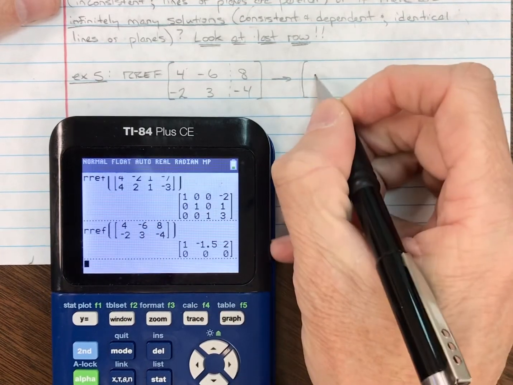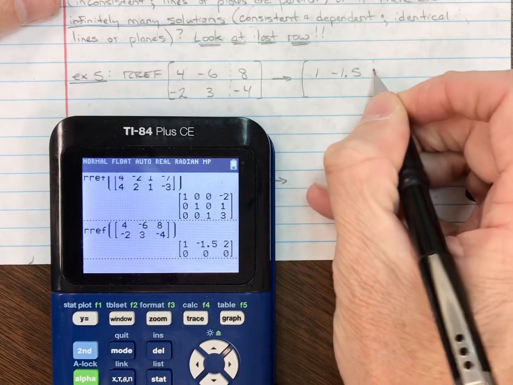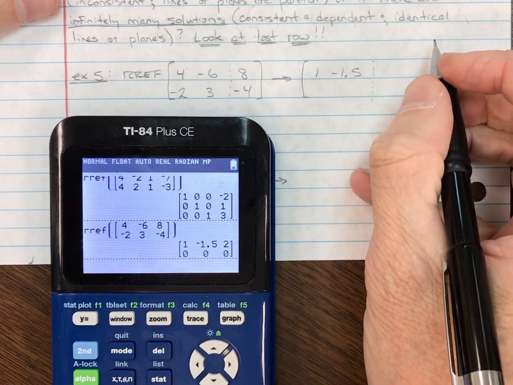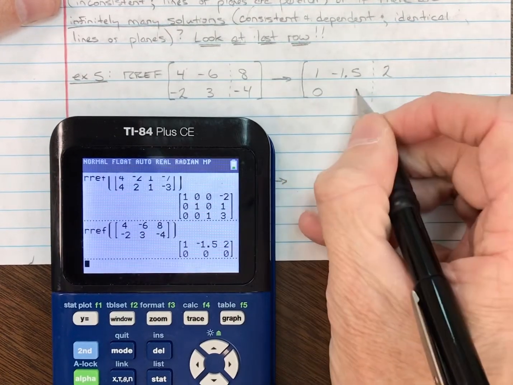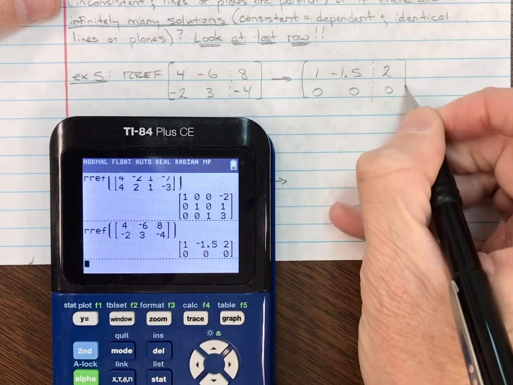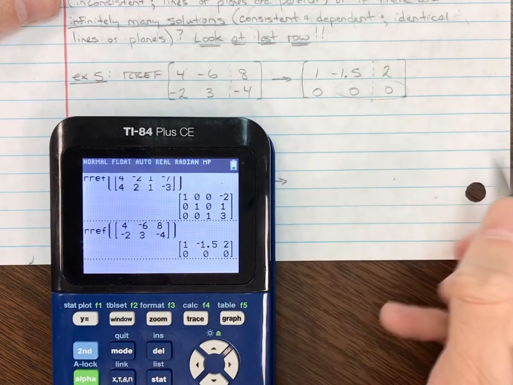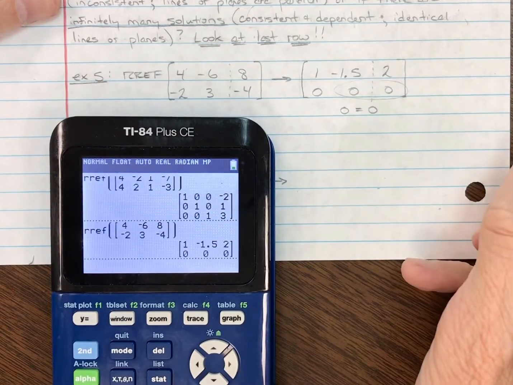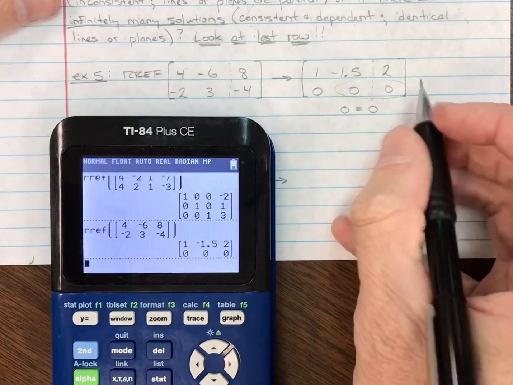Okay, I have 1, -1.5, and this is 2. And I have 0, 0, 0. Okay, look at the last row. The last row says 0 equals 0. Well, we've known that. We know that's a true statement.